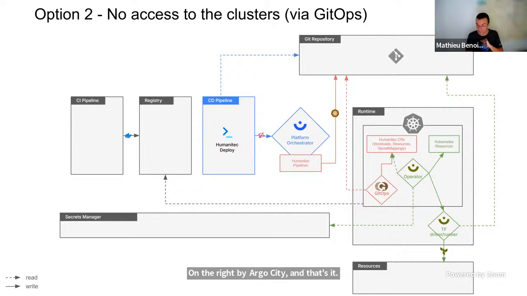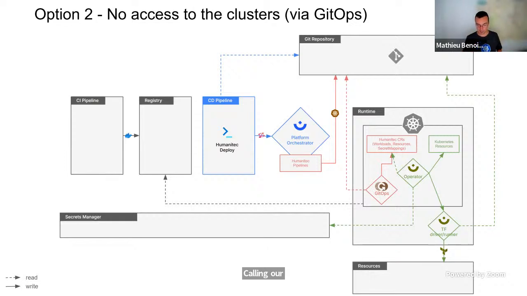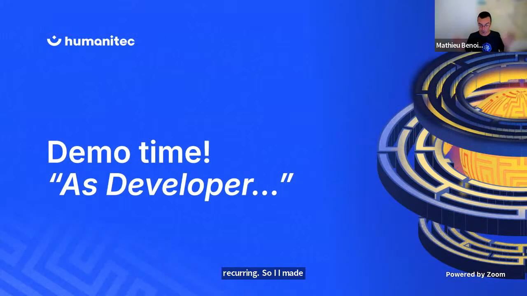And on the left, a CD pipeline calling Humanitec deploy. If you have Jenkins, a GitLab pipeline, or GitHub Actions, that's your tool calling our orchestrator, or Humanitec deploy, to trigger all of that, right? I hope it clarifies a bit, but that's a very important concept. The question is often recurring, so I made this slide to clarify it. So far, so good, I hope. If it's not clear, or if you want more information, please interrupt in the chat, in the Q&A section.